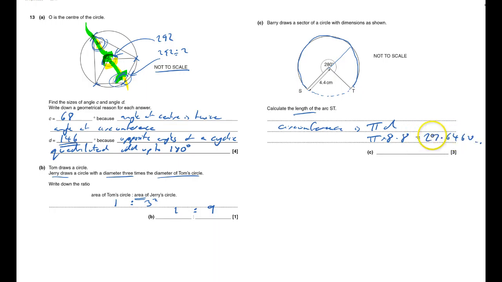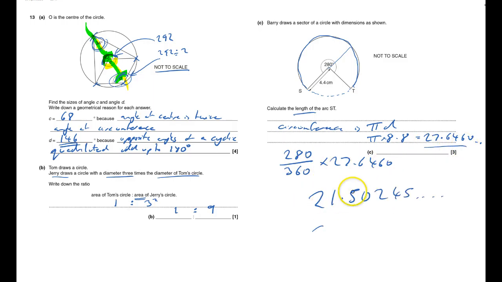equals 27.6460 whatever. But I haven't got the whole circle. I've only got a fraction of it. I've got 280 360ths of that whole circle. So you could take this number and divide by 360 and times by 280, or do 280 divided by 360. However you want to do it, the answer ends up being 21.50245. What will I give it at? I'll probably say 21.5 centimetres, because this angle here has been given to 1 decimal place, so this one really should be as well. Quite a long video, but that's 13 done.